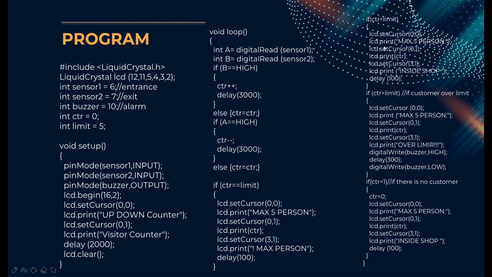And for the LCD, it should show inside shop for the number of people. And here, if the customers are over 5, it should alert by showing over limit. And if there is no customer, it returns back to inside shop with 0. And our program ends here.